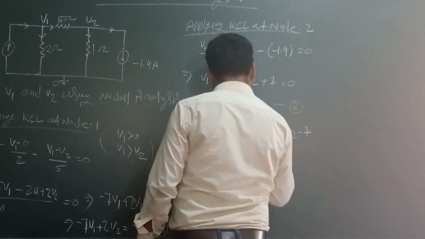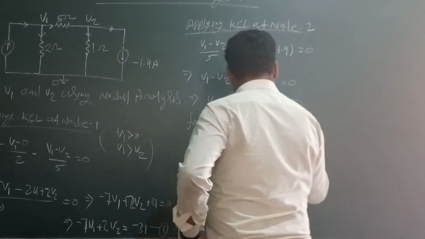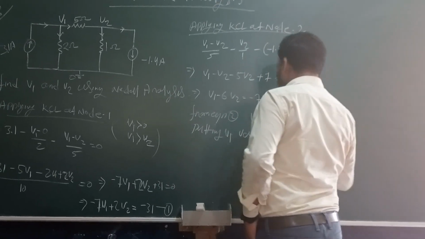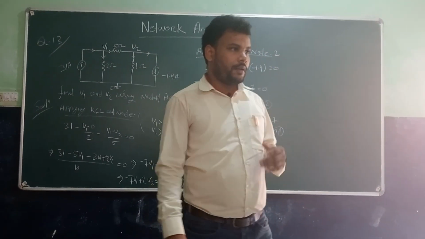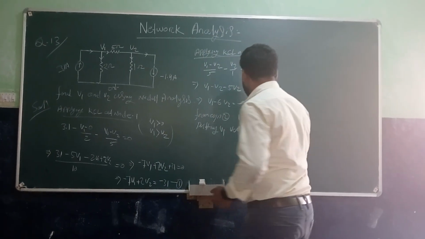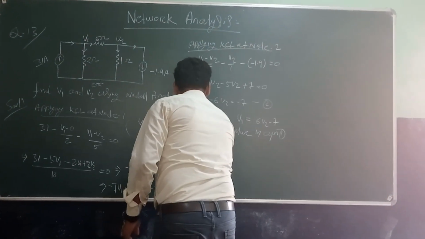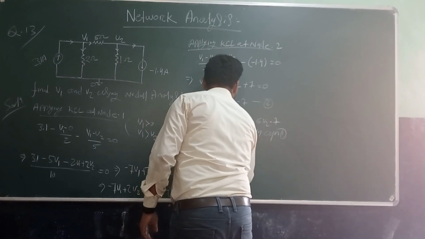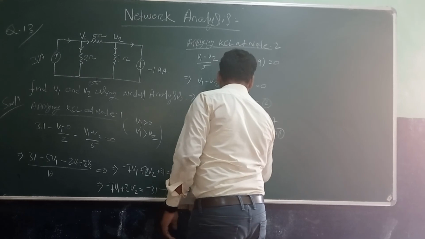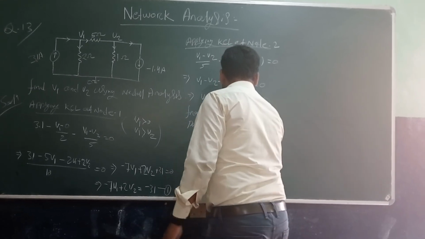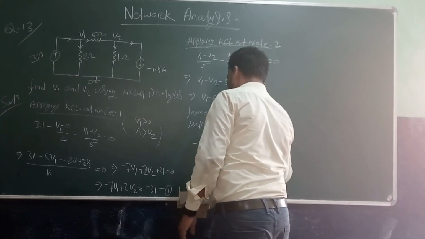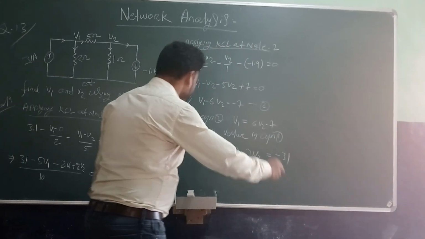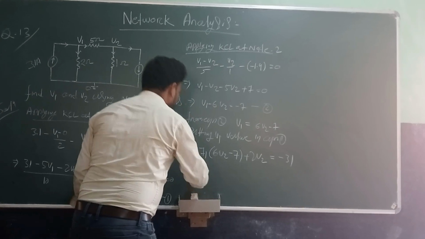Putting V1 value in equation 1. Equation 1 is, the V1 value is 6 V2 minus 7, plus 2 V2 equals to minus 31. Yes? Right.